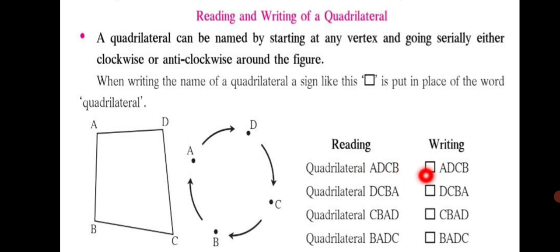While writing, you put this symbol, a rectangular shape, and write the name of the quadrilateral. So just as you can write the name of the quadrilateral in four different ways in clockwise direction, you can also write in another four ways in anti-clockwise direction. You can start with D, A, B, C, anti-clockwise. So this way, the name of a quadrilateral can be read out and written.